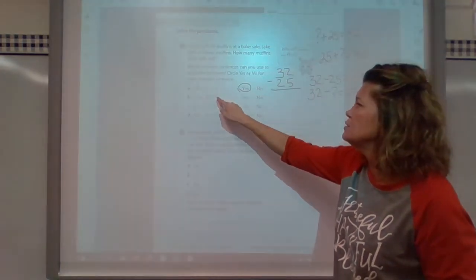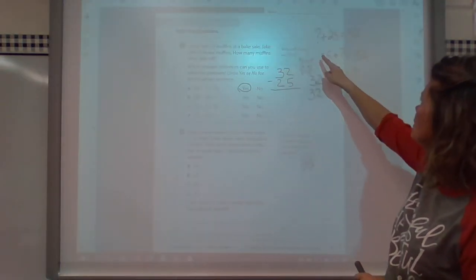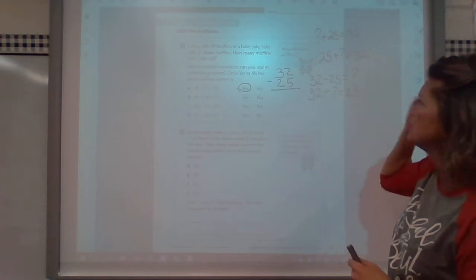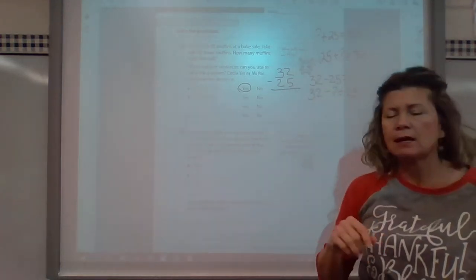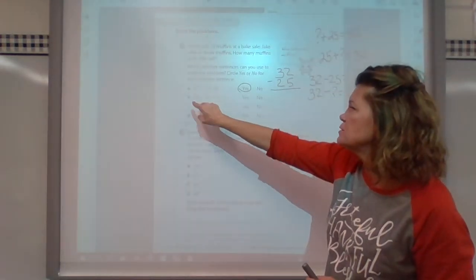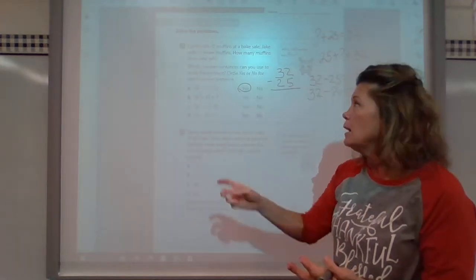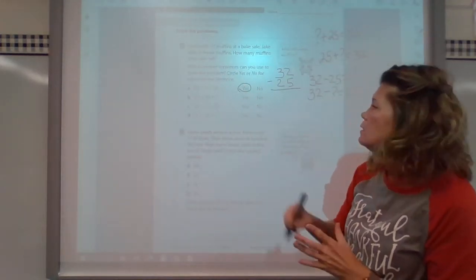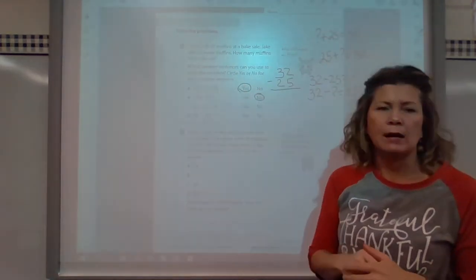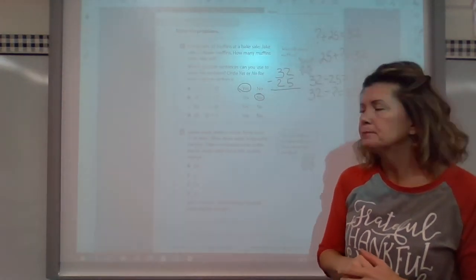25 plus 32 equals something. Do I have 25 plus 32? I don't see that one. Because if I take 25 plus 32, I'm going to get a bigger number. And up here it says fewer. That's not going to work. Okay? Not going to work.